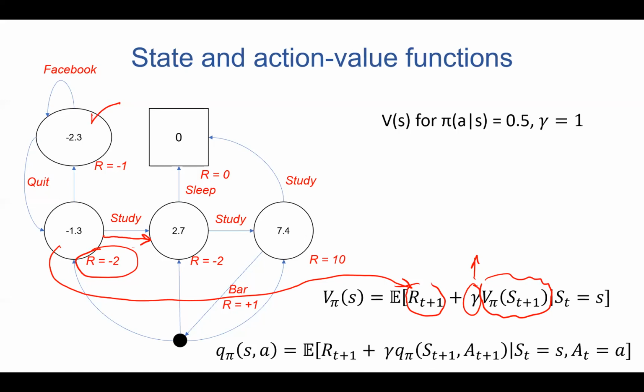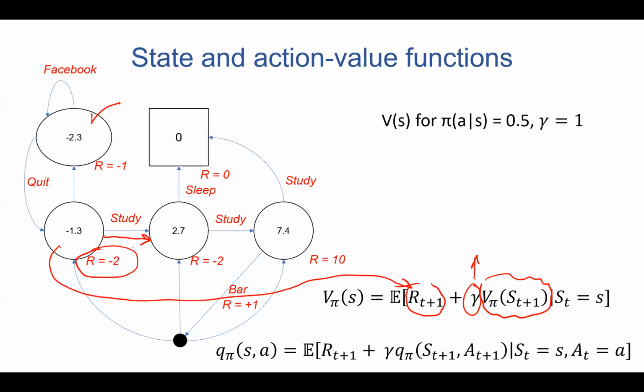Okay, so let's expand that. I'm going to talk about what this E means, what the formula actually is. And this one, that's gamma, the discounting factor, like how far you want to look into the future.